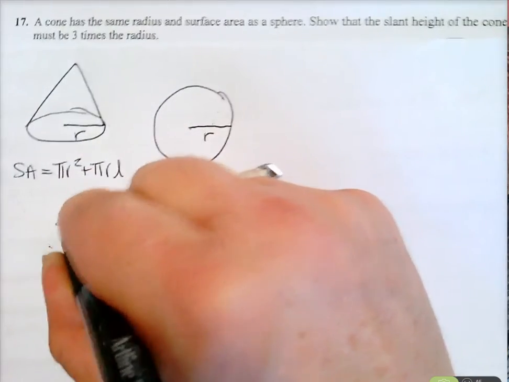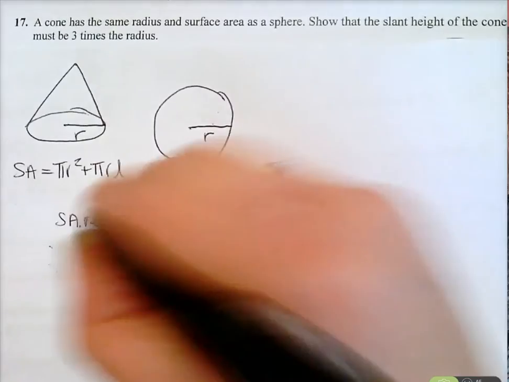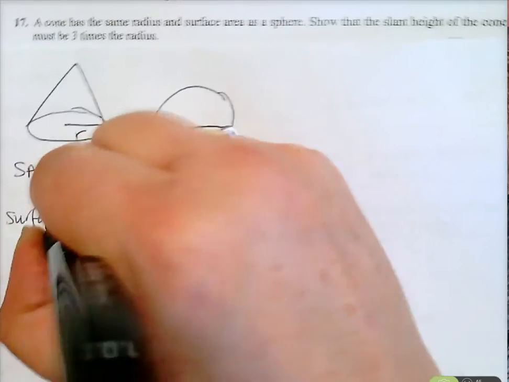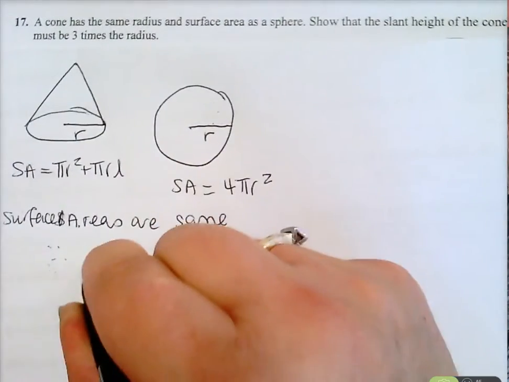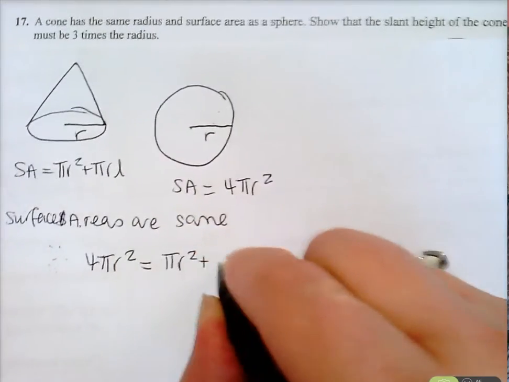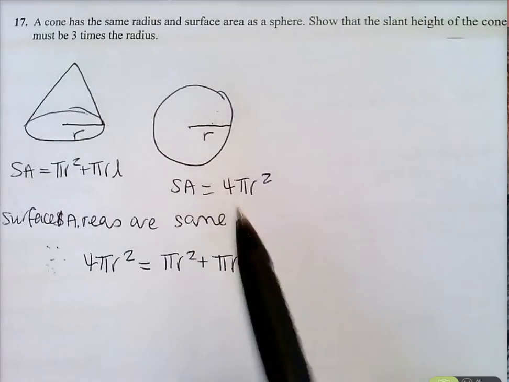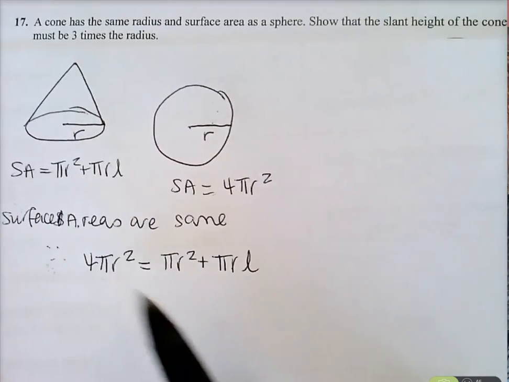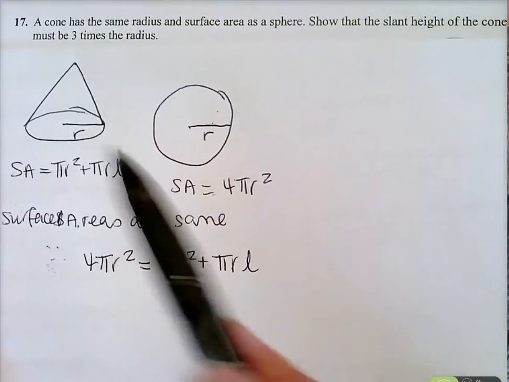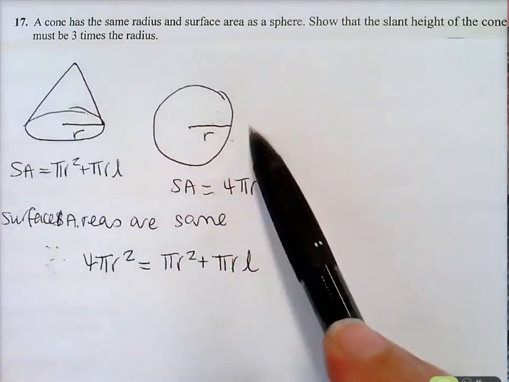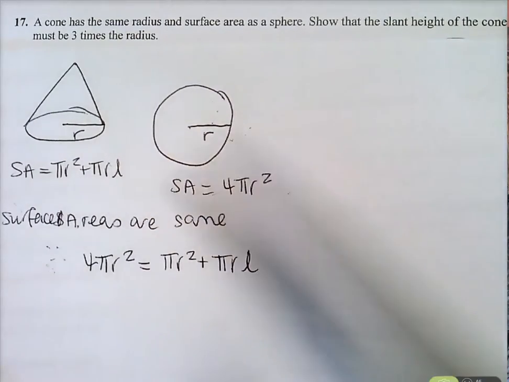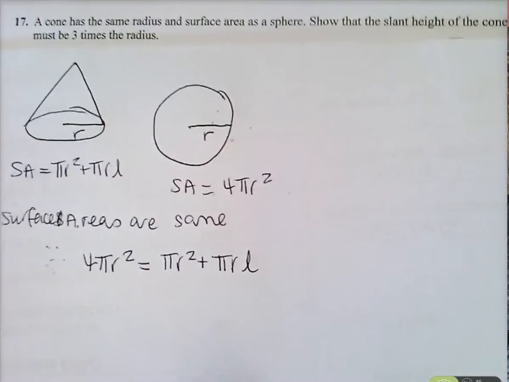because these surface areas, SAs, are the same, therefore I can say that 4 pi r squared equals pi r squared plus pi rl. So I can say that this equals that. I just like to have the bigger one on the left. Doesn't matter which way I wrote it. Does this make sense? So I drew each. They've got equal radii. I've written down the formula for the surface area of each, and the surface areas are the same. All right, we're nearly there.